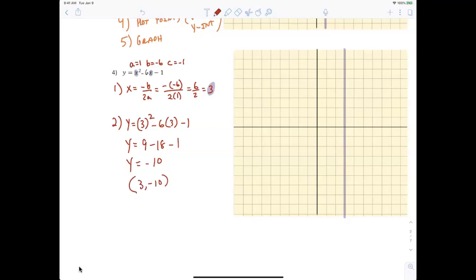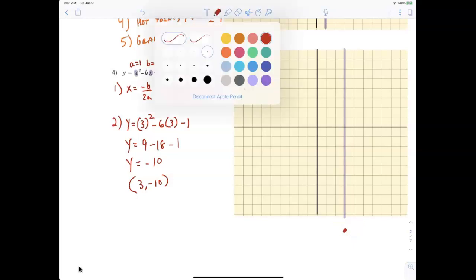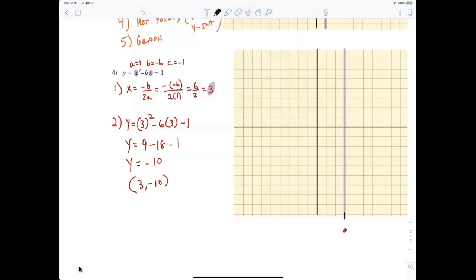Now let's take a look at this. So I'm going to go to (3, -10). So 3, 1, 2, 3, 4, 5, 6, 7, 8, 9. Sorry, I missed it. So that would be 10. Let's just extend that down, but you don't have to if you don't want to. I'm just going to extend it down so you can see it. So that would be -10.